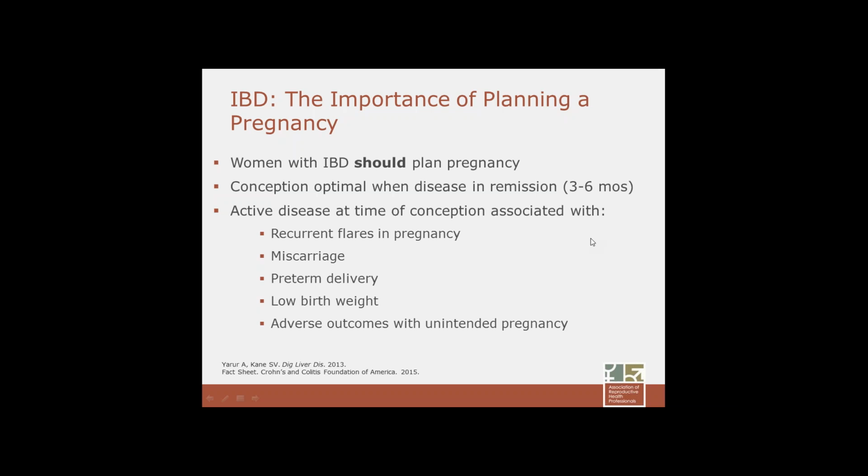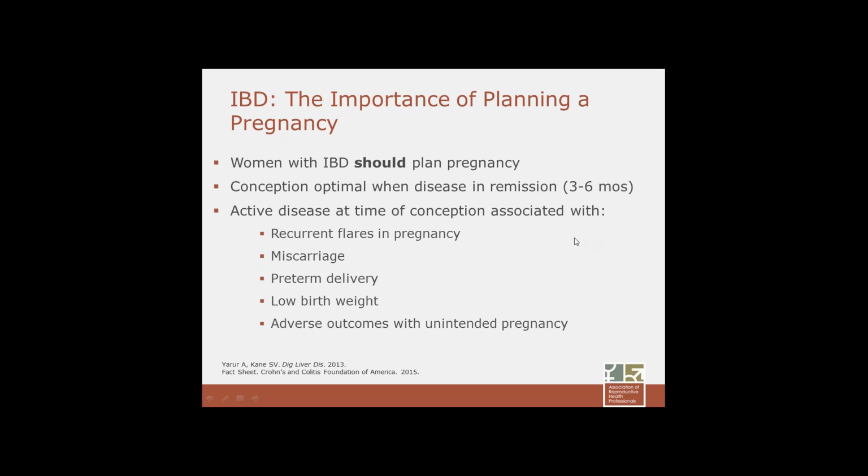Conception optimally should be when disease has been in remission for at least 3, if not 6 months. And so whoever answered 6 to 12 was not wrong, but most women don't necessarily want to wait that long feeling well before they start thinking about starting a family. Active disease at the time of conception is associated with recurrent flares in pregnancy, miscarriage, preterm delivery, low birth weights, and other adverse outcomes like dysfunctional uterine bleeding and gestational diabetes with an unintended pregnancy.